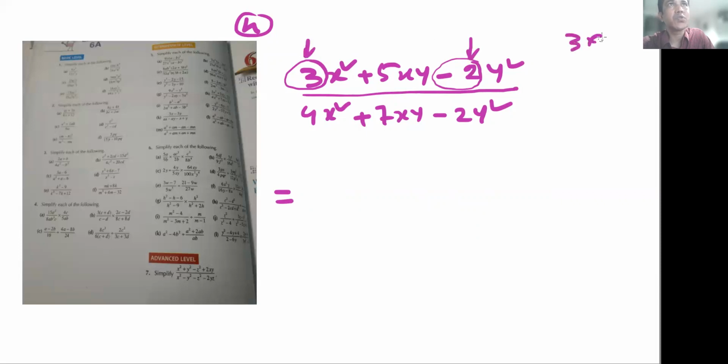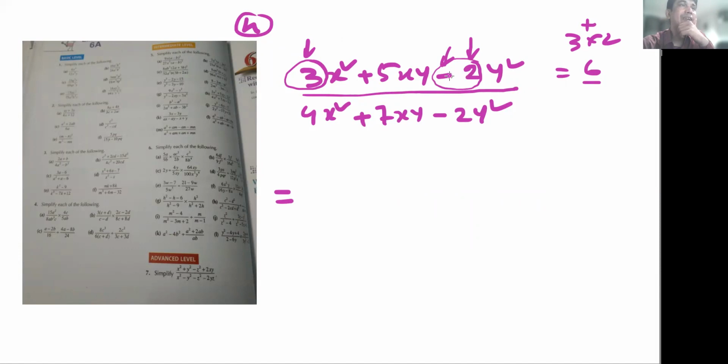Now let's take 3 and 2: the coefficients are multiplied, that means 6. Now we need to use factors of 6 that will make 5xy. How can we make 5xy? 3 into 2 is 6, and if we add 3 plus 2, that is 5. But it will not work. Why? Because the minus sign is there.